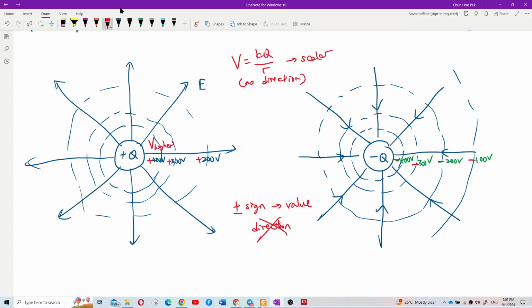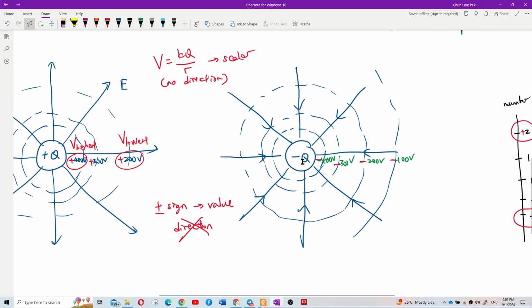So this one is the highest value. Which one is the lowest, class? 100. Good. So when far away, it has the lowest potential. Understand? Lowest potential. And nearer to the charge is the highest potential.